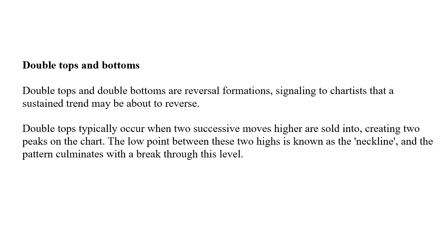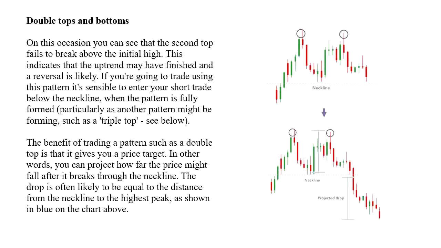Double tops and bottoms. Double tops and double bottoms are reversal formations, signaling to chartists that a sustained trend may be about to reverse. Double tops typically occur when two successive moves higher are sold into, creating two peaks on the chart. The low point between these two highs is known as the neckline, and the pattern culminates with a break through this level.